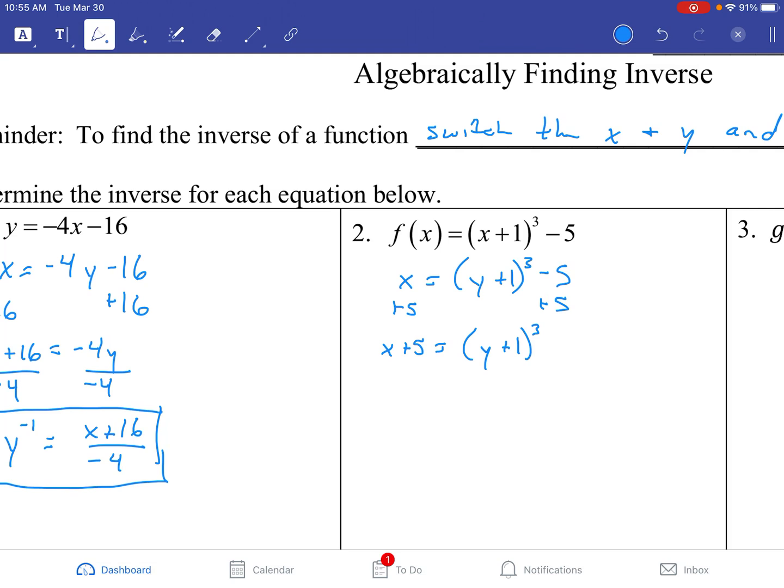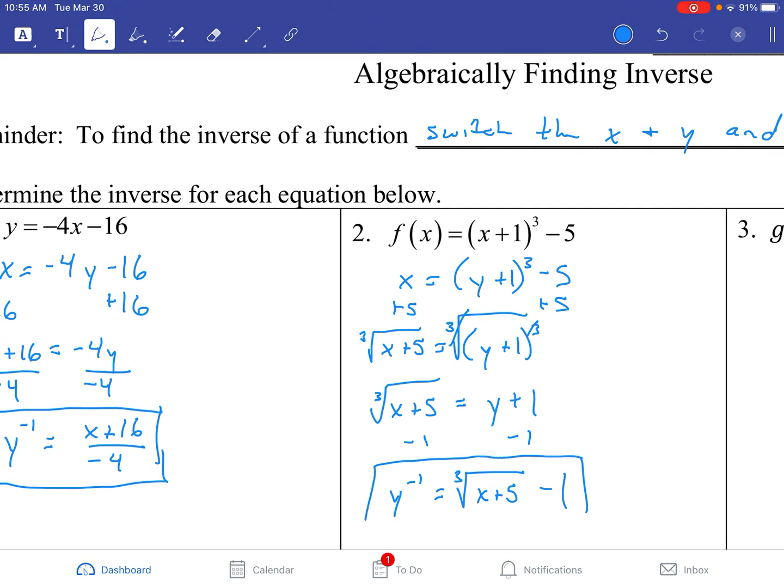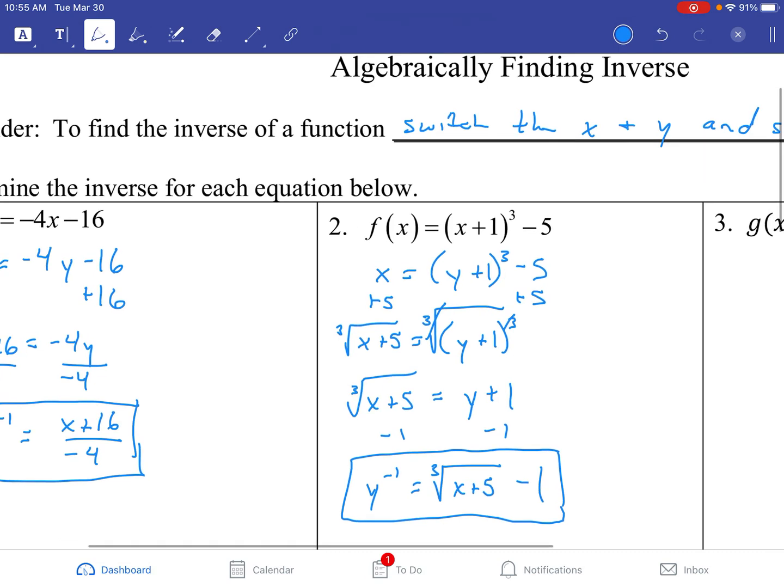Okay, now to get rid of that cubed, we're going to take the cube root of both sides. Okay, so the cube root and the cubed will cancel themselves out. So we have the cube root of x plus 5 is equal to y plus 1. And the last step to get y by itself is subtract 1 from both sides. So we'll get y, the inverse of y, is equal to the cube root of x plus 5 minus 1. Don't forget to put that little 3 next to the radical to indicate that it is a cube root. If you don't put a little 3 there, you're saying it's a square root, which is not correct. Okay.